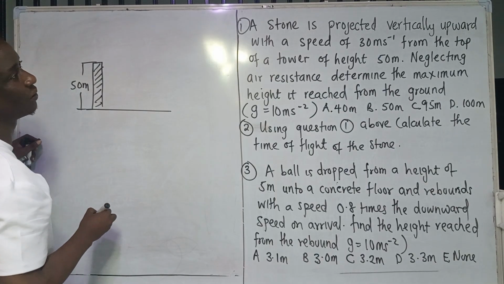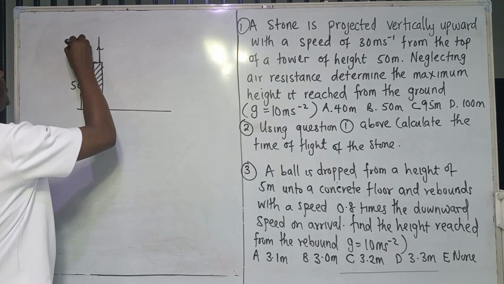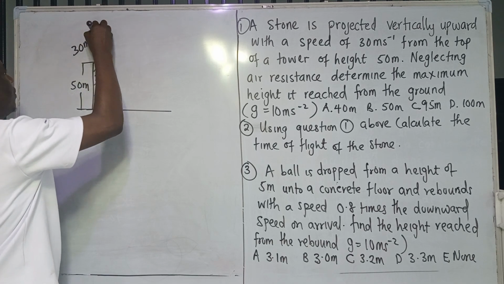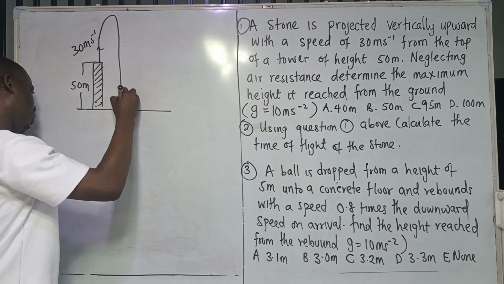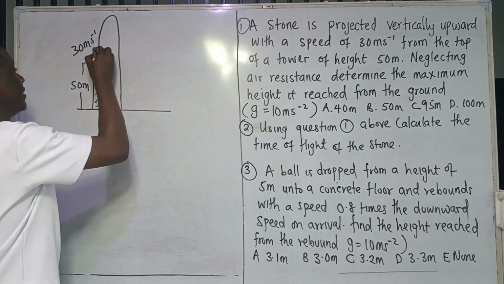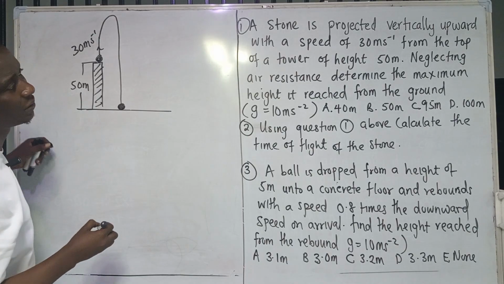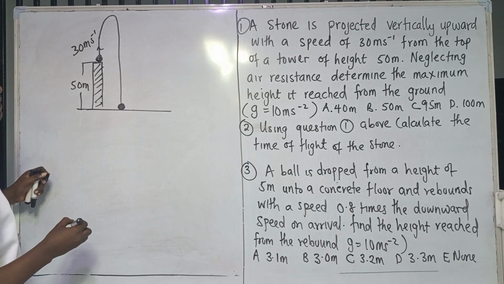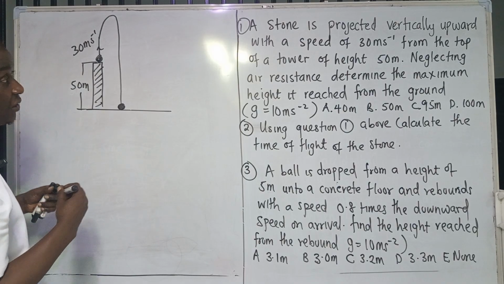Then it's projected vertically upward from there with a velocity. What is the velocity? 30 meters per second. Automatically it goes up and returns to the ground. So the stone is thrown from here and returns to the ground. Now, what they say we should find, neglecting air resistance, is to determine the maximum height reached from the ground.